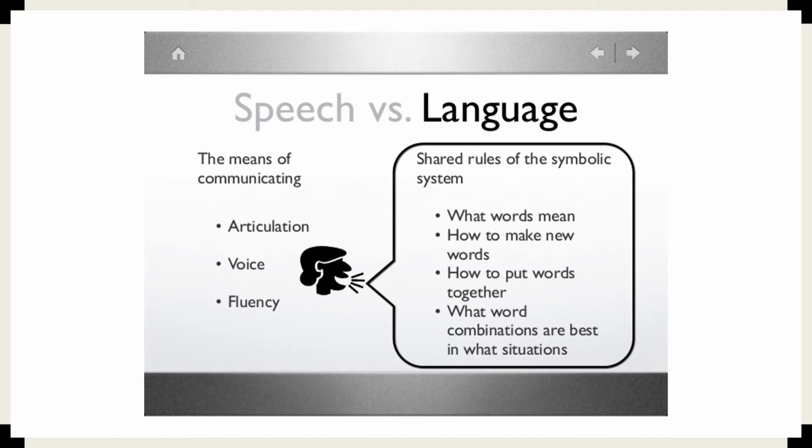So speech is the way we articulate, it's the voice we use, it's the fluency with which we communicate. Language is the symbolic systemic rules. So what words mean, vocabulary, would be a part of language. How to make new words, so spelling, handwriting, the stuff we've been talking about. How to put words together is language, and what word combinations are best in what situation. So that would be the semantics.